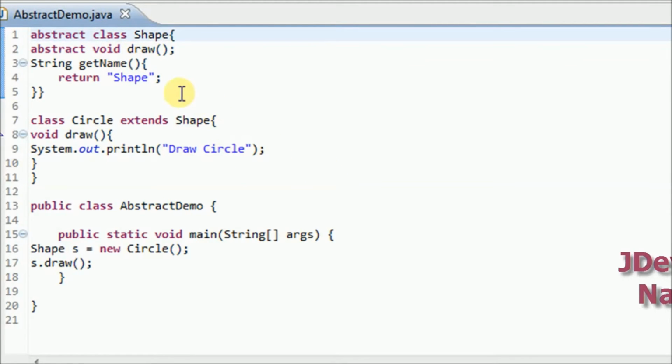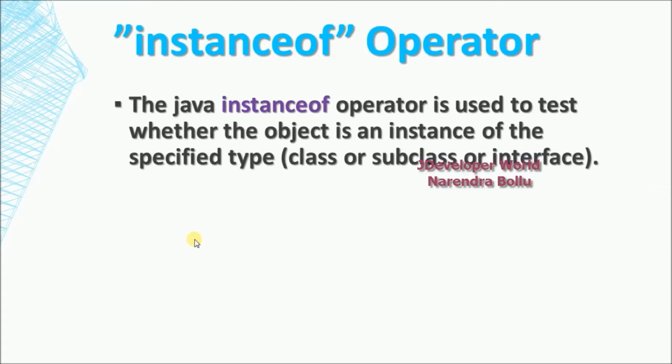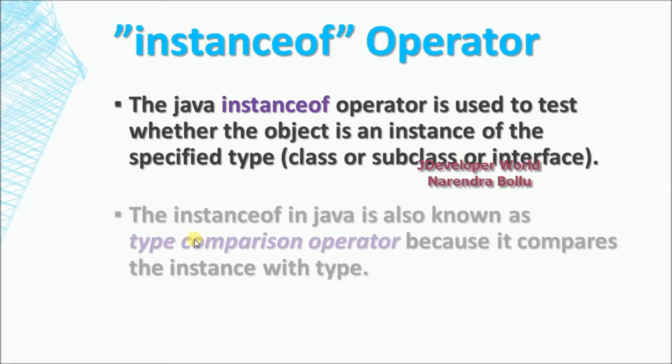This abstract class, an abstract method, and implemented child class like this. We'll see how the instanceof operator is used in Java. The Java instanceof operator is used to test whether the object is an instance of the specified type. Means we will use this instanceof operator to check whether this is an instance of a particular object or not. Whether class or subclass or interface, we can check.